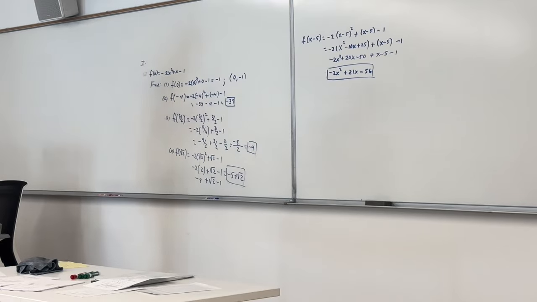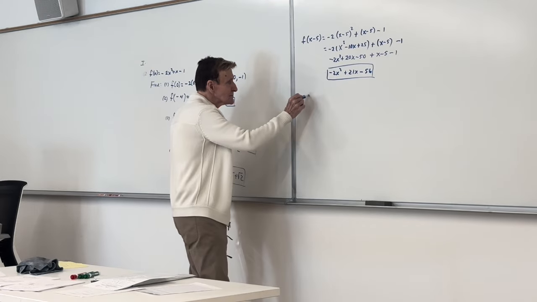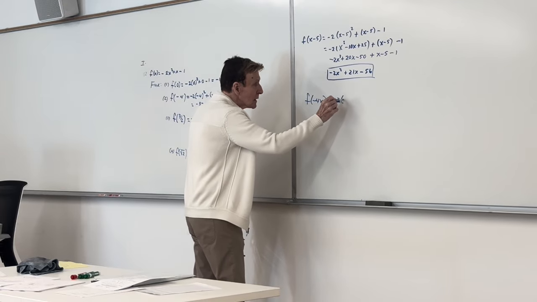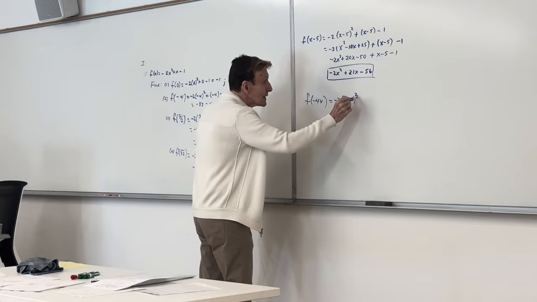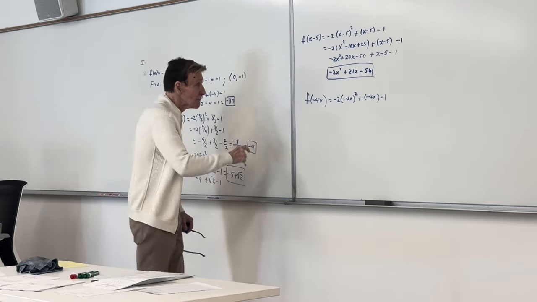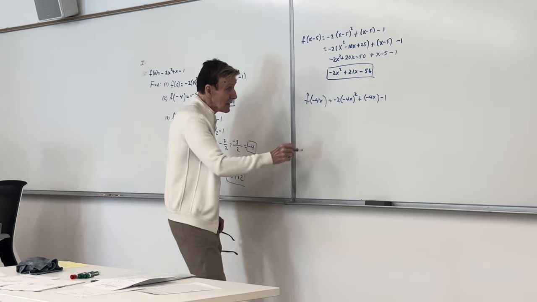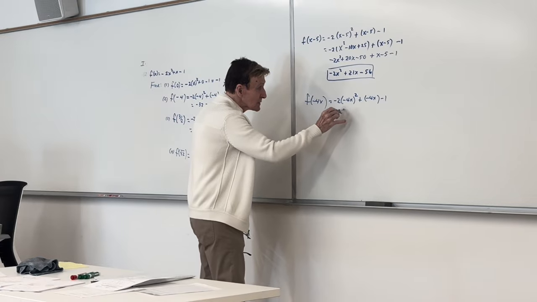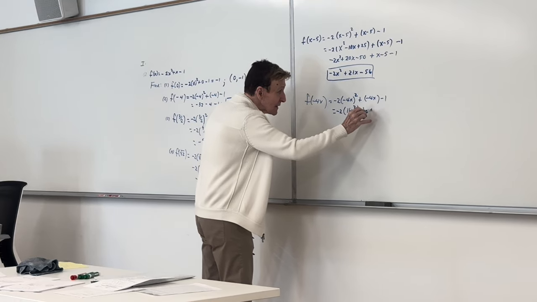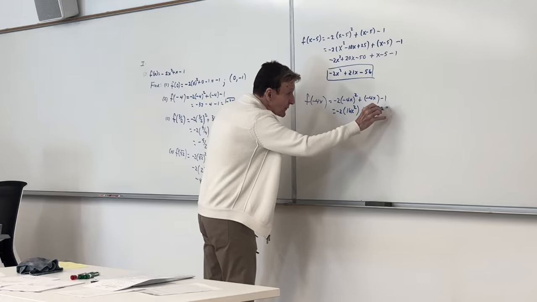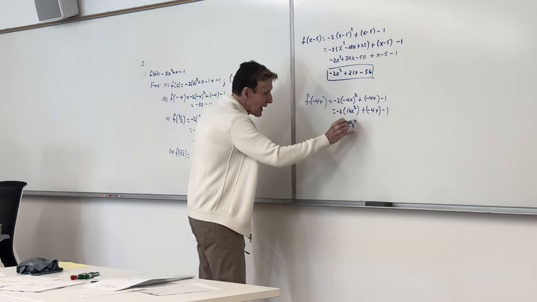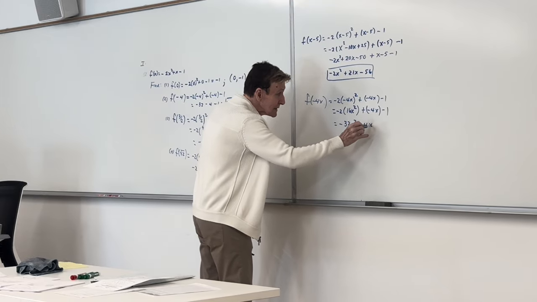f of -4x. No problem. -2 times (-4x) squared plus (-4x) minus 1. Take them back here, replace, clean this up. Be very careful, guys. This is -2 times 16x squared. Now, I still got this. Back out front, that's -32x squared minus 4x minus 1.